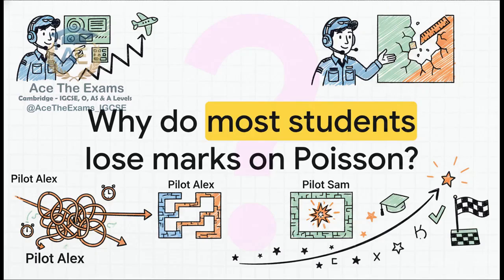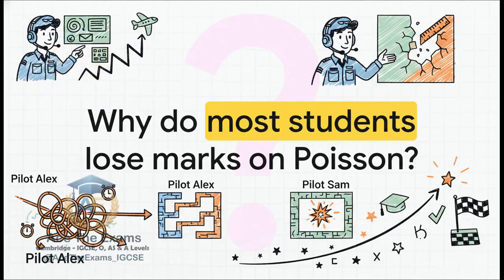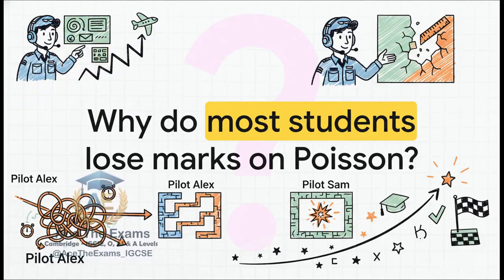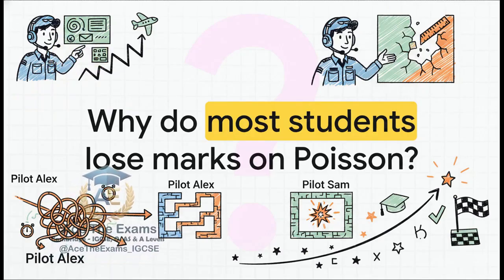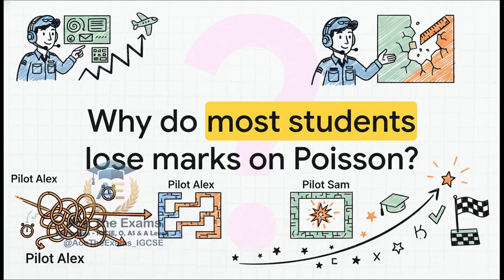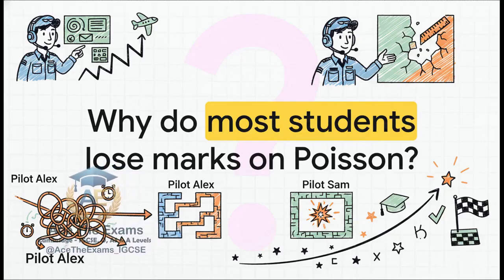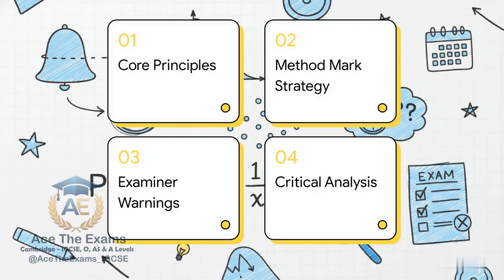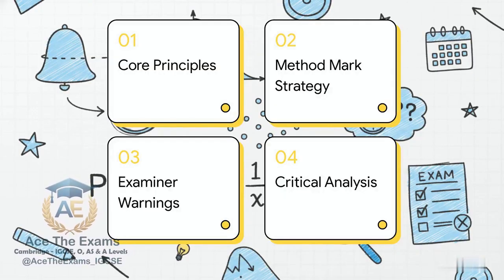Then we have pilot Sam. Sam has a different issue. Sam ignores structural boundary constraints completely, risking a total systemic breakdown simply because the answers aren't formatted correctly. Both pilots are incredibly smart, but neither actually understands the examiner's perspective. Today, we are going to fix that. We are mapping out a flawless trajectory so you can completely avoid the critical mistakes that Alex and Sam are making right now.